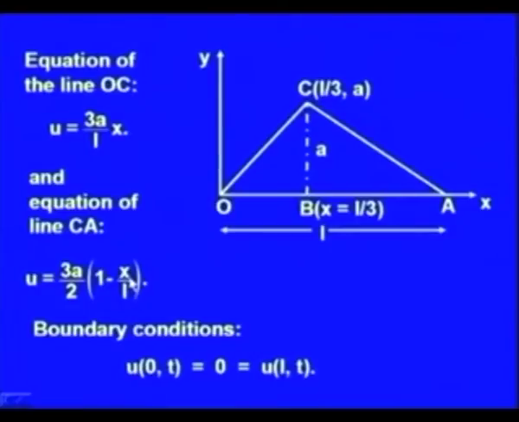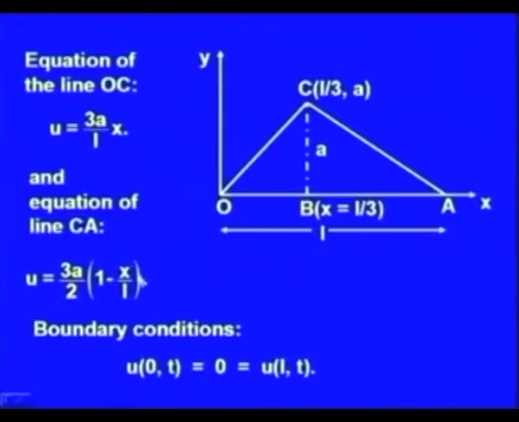When x is equal to L, we know that u is equal to 0, there is no displacement at the end. At x equal to L by 3, u is equal to A. So, when you put x equal to L by 3 here, we get 1 minus 1 by 3, that is 2 by 3, 2 by 3 multiplied to 3A by 2 gives you u as A.